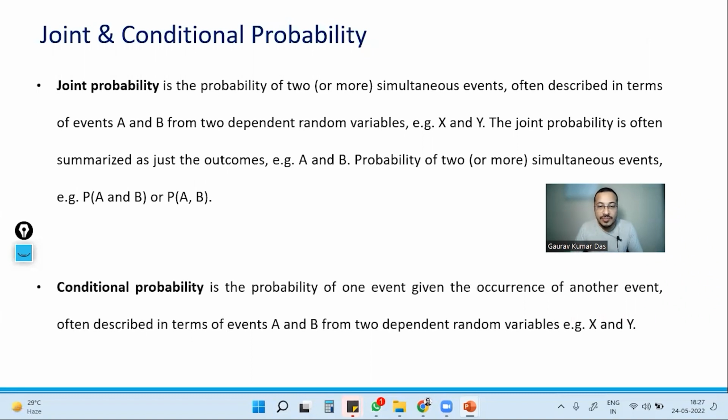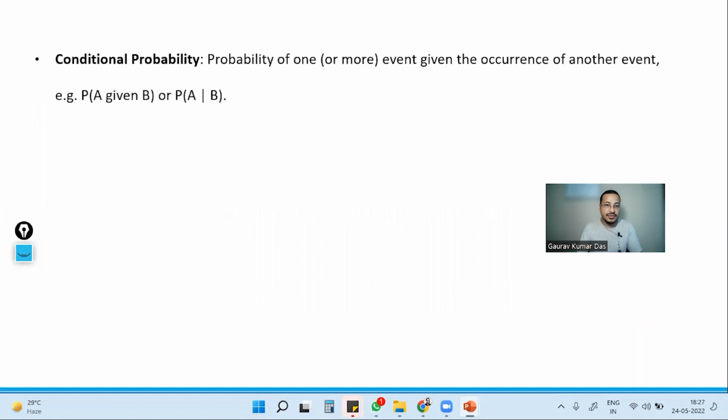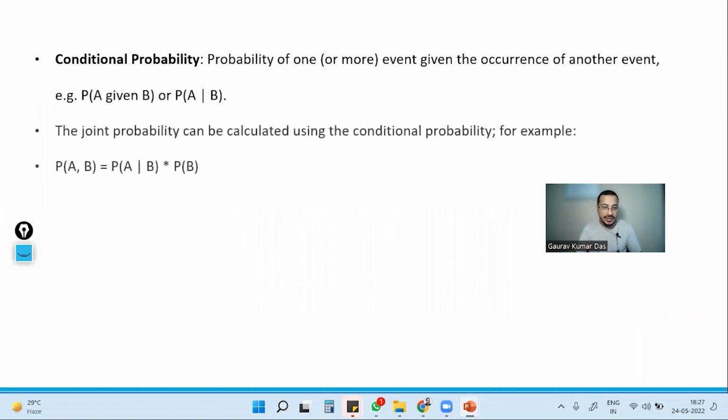Conditional probability is the probability of one event given the occurrence of another event. So here it's more about dependency, right? Where one event is dependent on the other. So conditional probability can be written as P of A such that B has happened. That is what is meant by conditional probability. Joint probabilities also mean the same thing. It's not different, right? Okay.